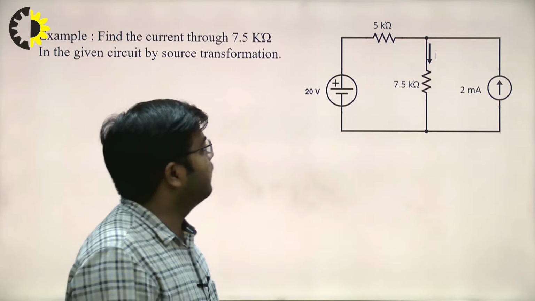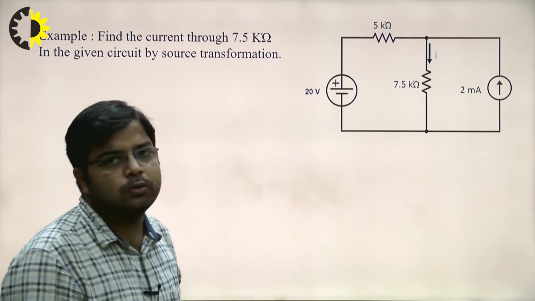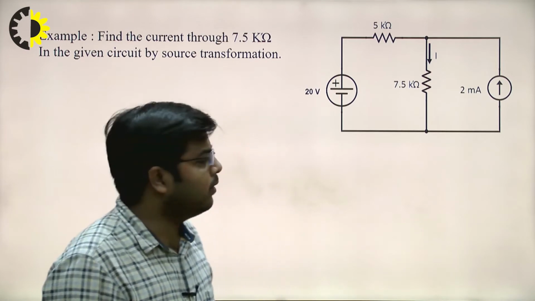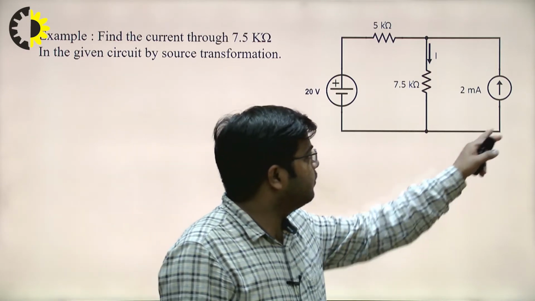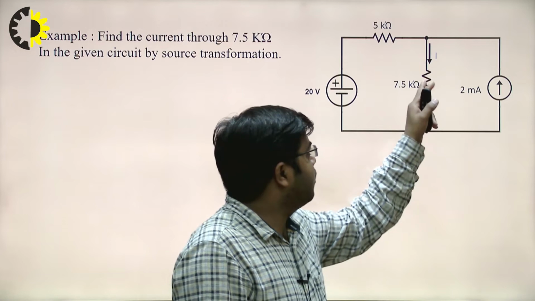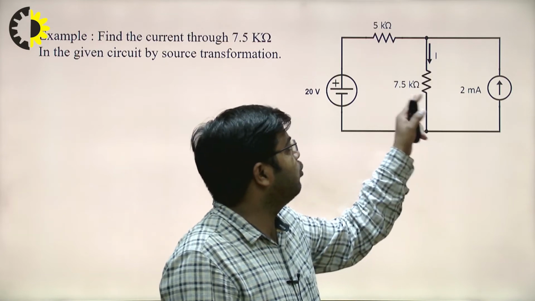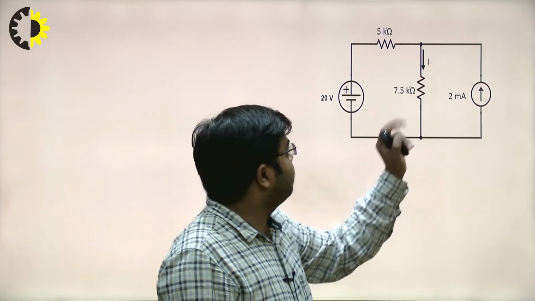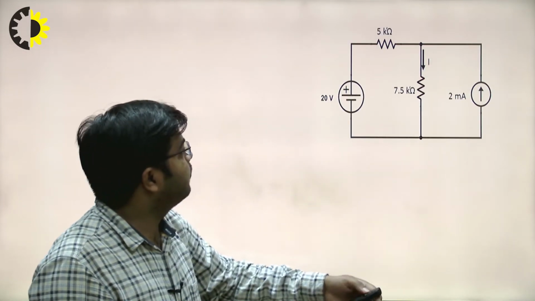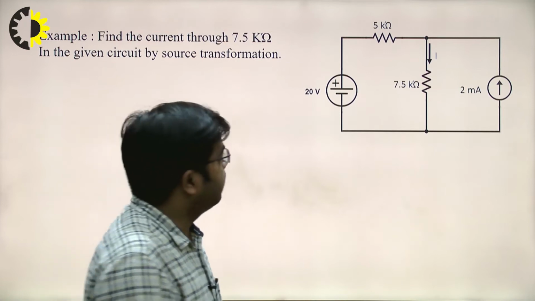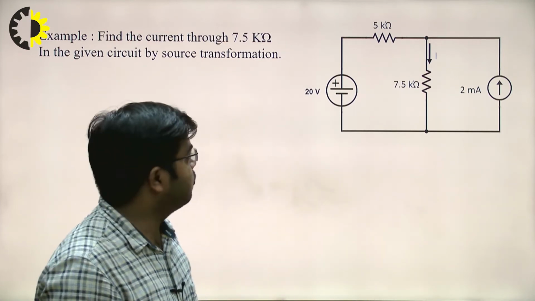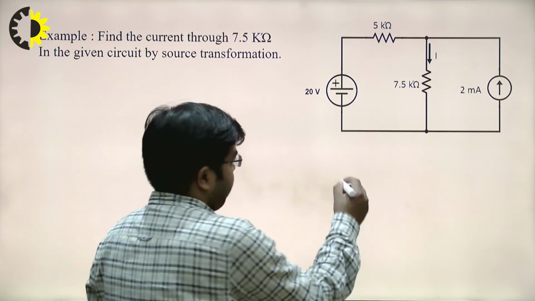So in this network you can transfer this voltage source into current source, or you can transfer this current source into voltage source. But in this network you cannot transfer this current source, because you have to find out the current through 7.5 kilo ohm resistance. Okay. So just convert this 20 volt voltage source into current source.